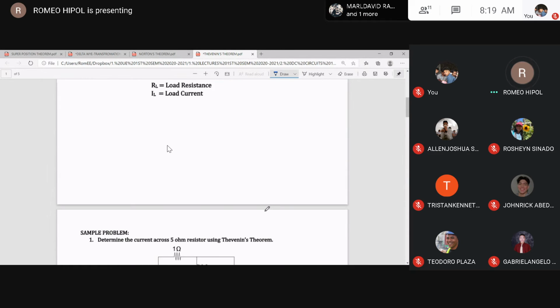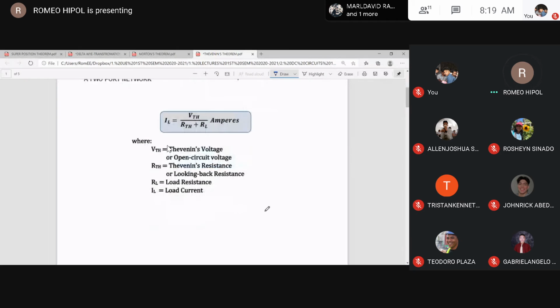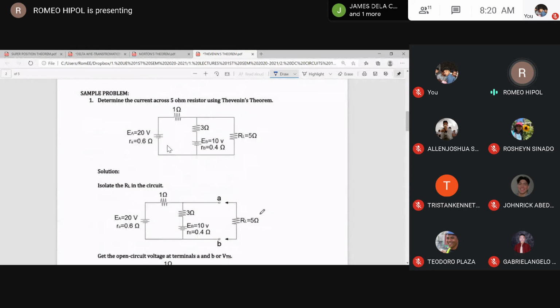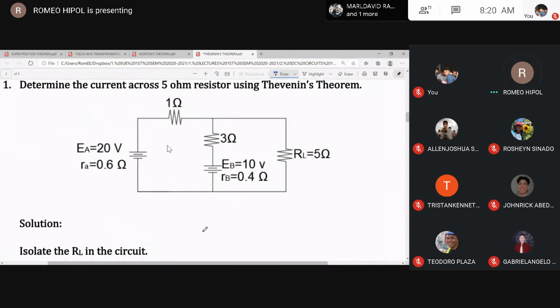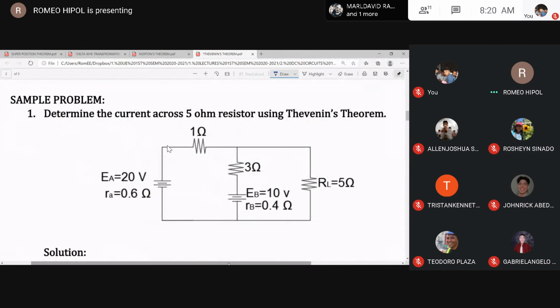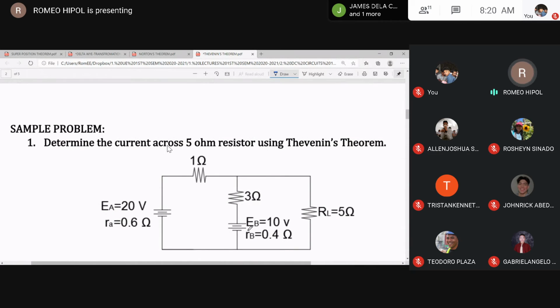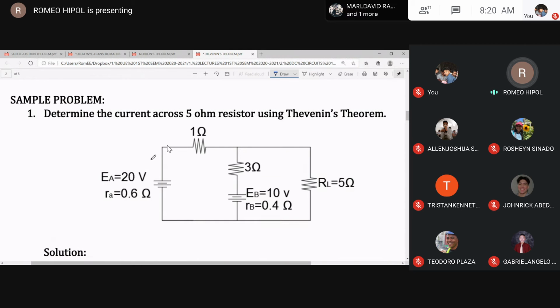Okay. Sige, para mas mabilis, i-apply natin sa sample problem. Okay. Nakikita. Okay, so yung sample problem natin, number 1. Determine the current across 5 ohm resistor using Thevenin's theorem. So in Thevenin's theorem, 5 ohm resistor is the load resistance.